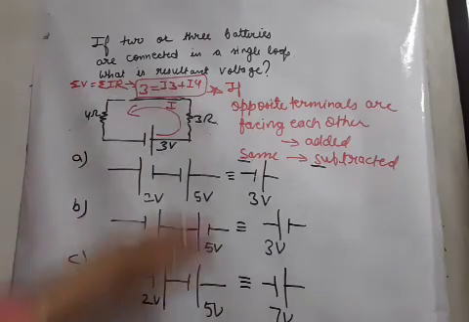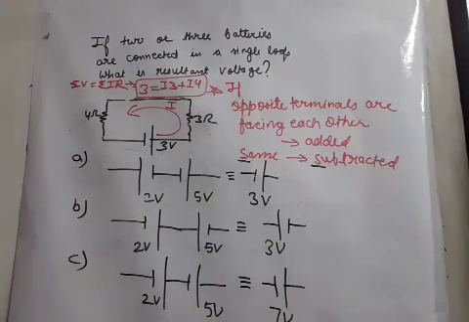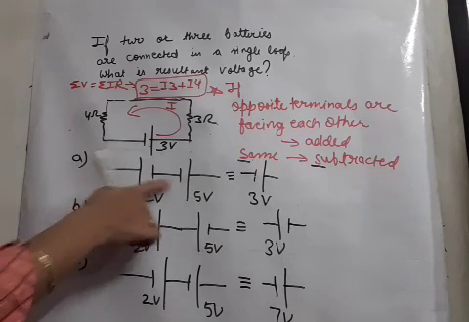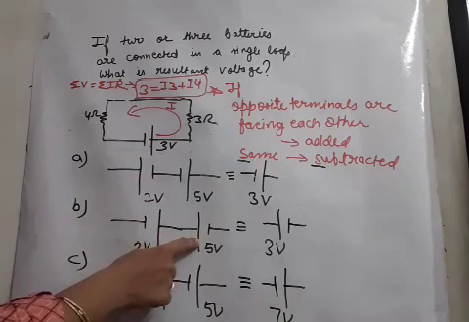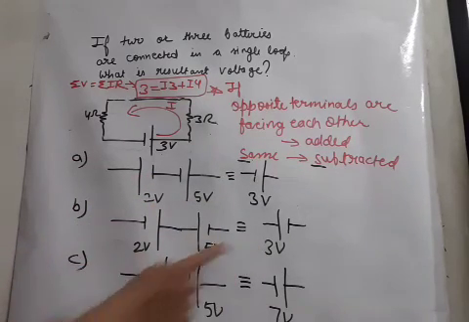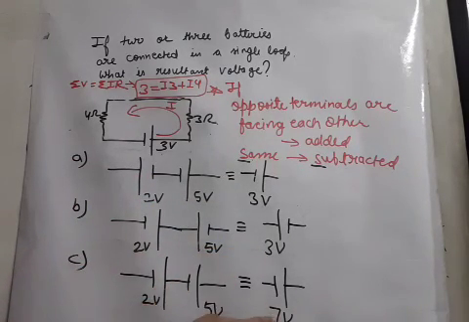So in this video I have explained, if there are two batteries together in the loop, we have to check their terminals. If the same terminals are connected, batteries are subtracted. If opposite terminals are connected, batteries are added.